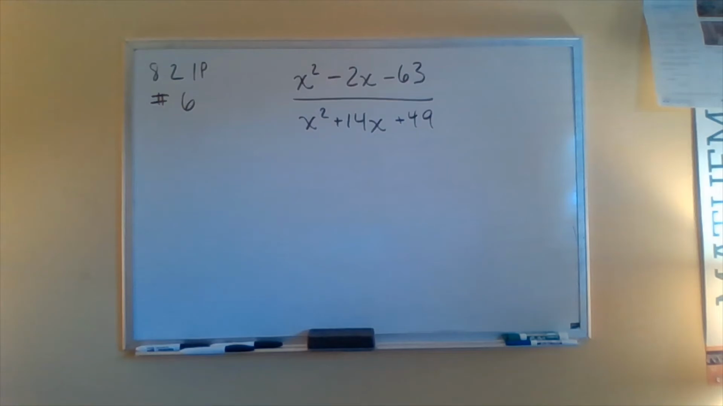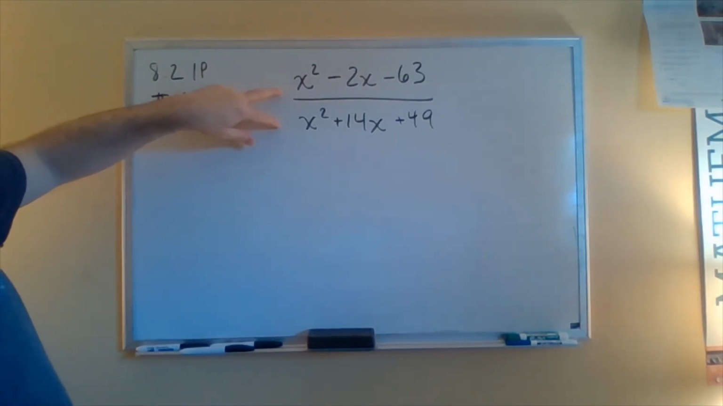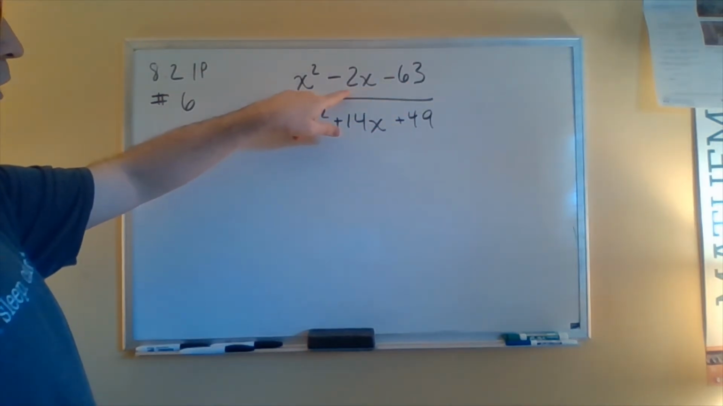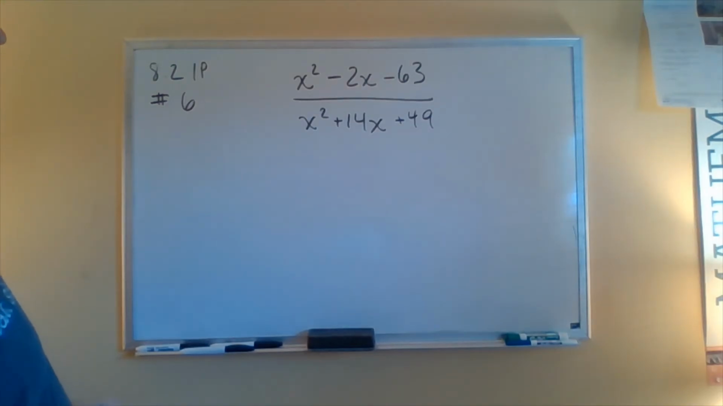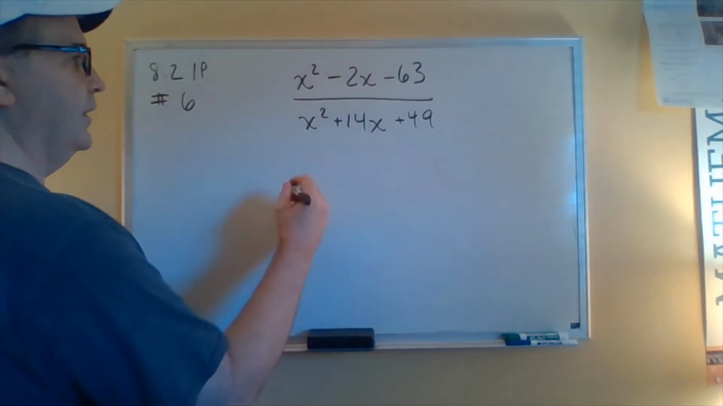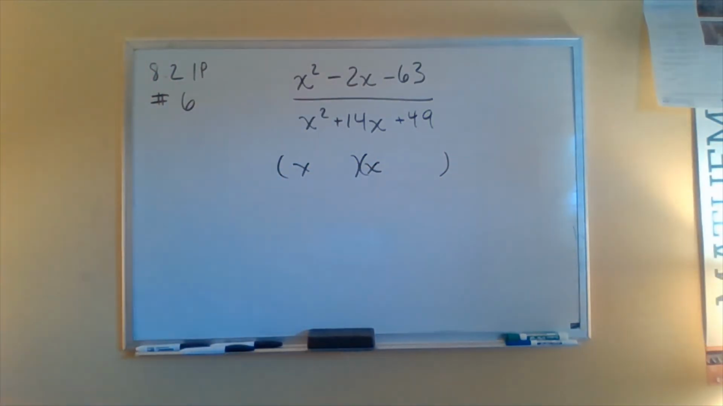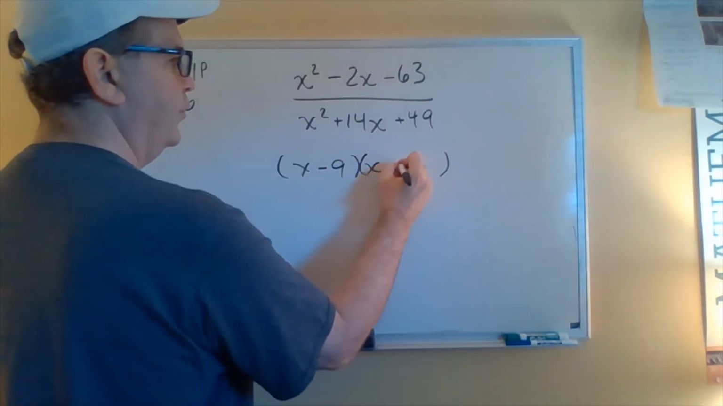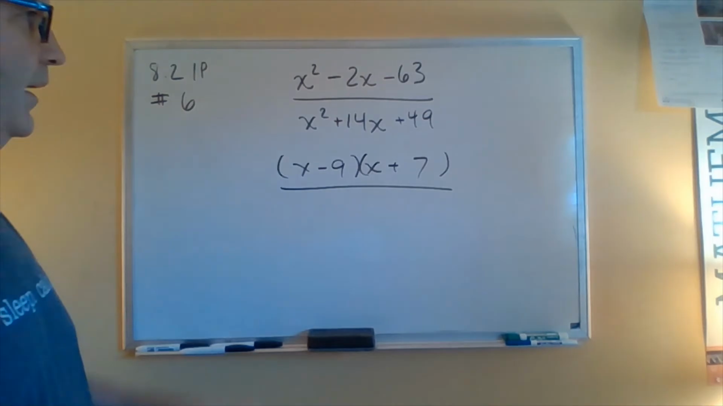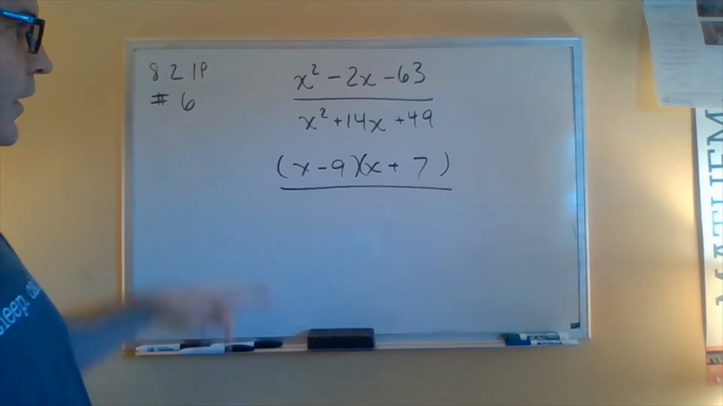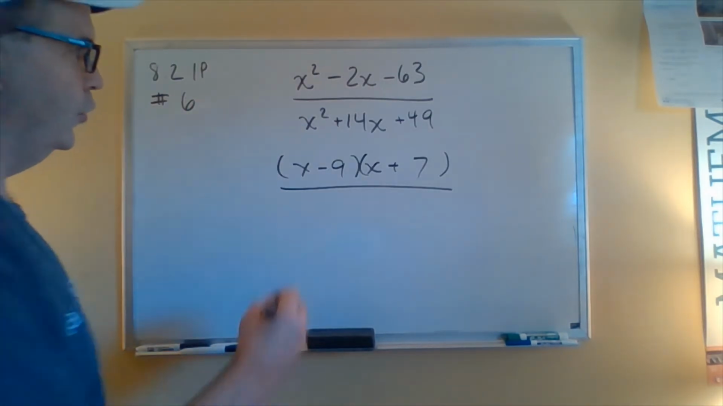Number 6, again, we have trinomials in the numerator and denominator, both with a leading coefficient of 1. So we're going to be factoring both of these using that method where we multiply two numbers together to get to our constant, and we add them together to get to the coefficient of our middle term. So looking at our numerator, if we were to multiply two numbers together to get negative 63, that add together to get to negative 2, I believe we'll be looking at negative 9 and positive 7. Negative 9 times 7 is negative 63, and when you add negative 9 and positive 7, you do get negative 2. So that's the factored form of our numerator.